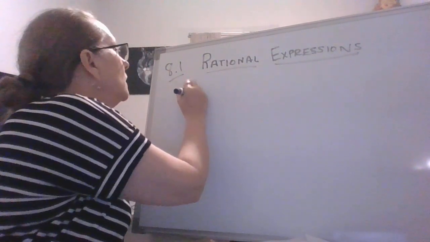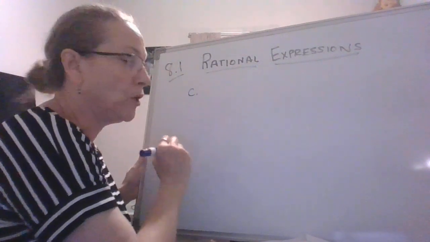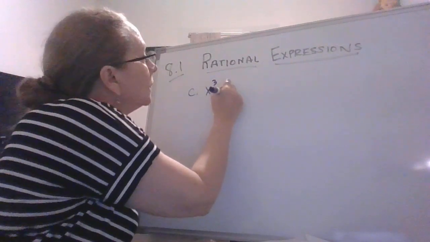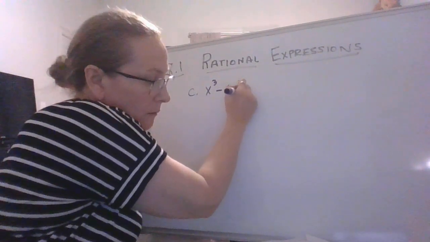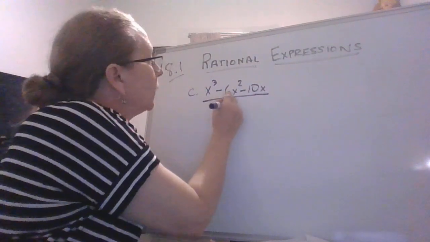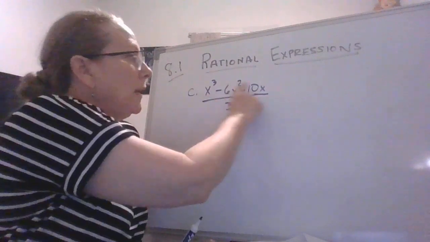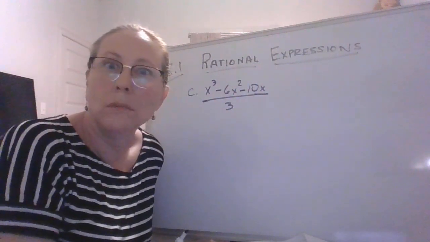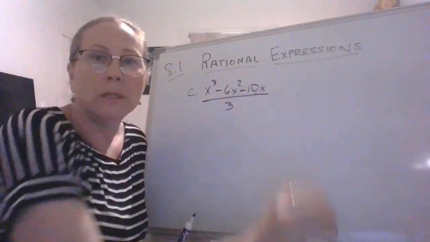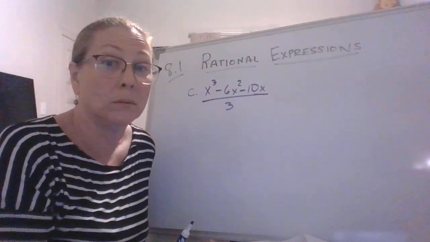So here's the next one. We're still looking for what makes the rational expression undefined. All right, so looking at this one, some of you might say, well, I can factor that numerator. So am I looking for a 0? Should I set this equal to 0? Well, no, because it's okay if the numerator is 0.